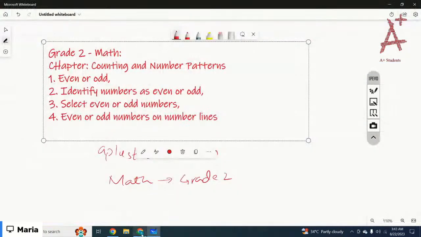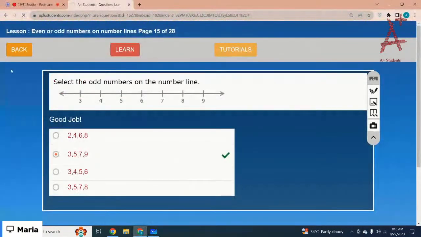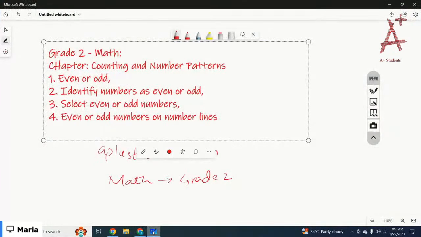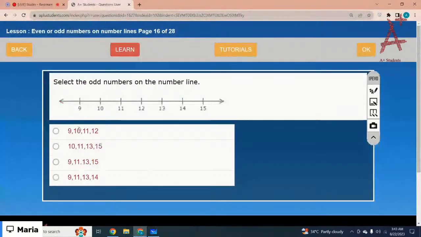So we're working on grade 2 math. The chapter we're working on is counting and number patterns. The lessons we have covered today are even or odd, identify even or odd numbers, and select even or odd numbers on the number line. So please make sure that before the next session you complete all the test questions for the lessons we did today.